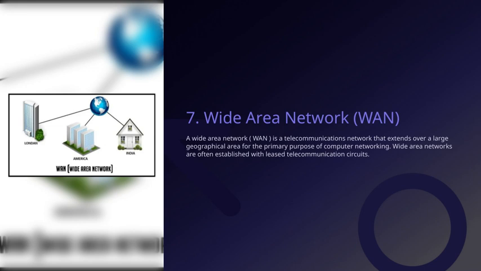Most often, WANs are set up using leased telecommunication circuits. These leased lines are dedicated connections provided by telecom providers, ensuring reliable and secure communication over long distances. Understanding WANs is crucial because they form the backbone of global communication, allowing businesses and organizations to operate seamlessly across different regions. In the context of our overall discussion on networks, WANs demonstrate how technology bridges vast spaces, making the world more interconnected than ever before.